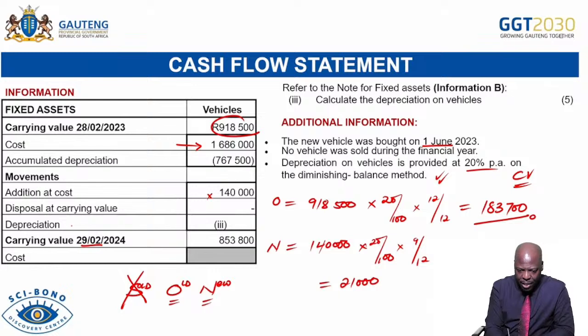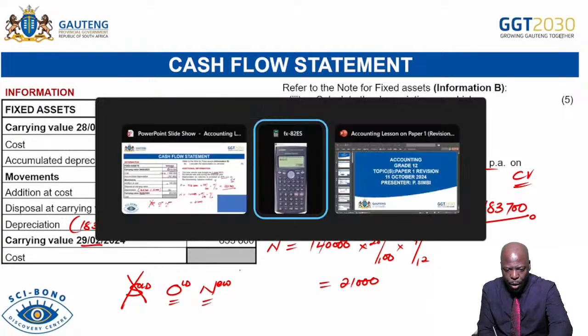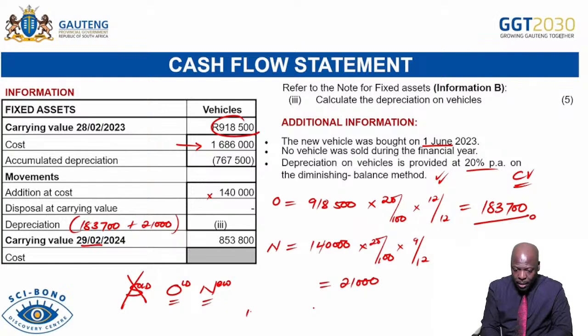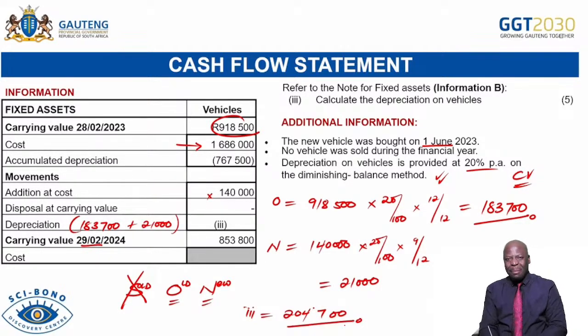So to get that depreciation, remember, I'm now going to say my old 183.7, and then I'm going to add my 21,000. So the total therefore becomes 183.7 plus 21,000, and then the total is 204,700. So this one, number 3, becomes my 204,700. Okay, that becomes the final amount. Okay, can I go on to the next aspect then?